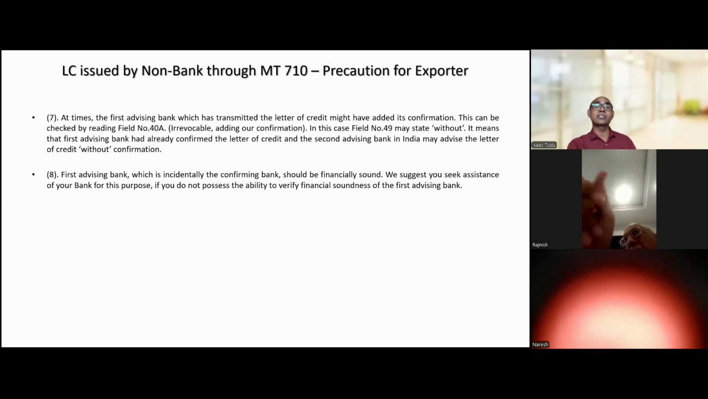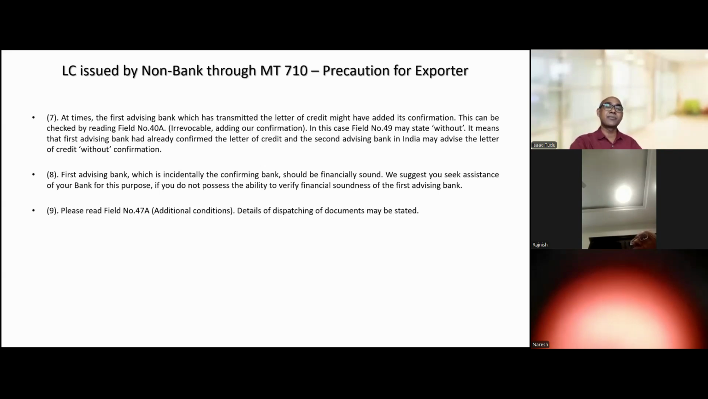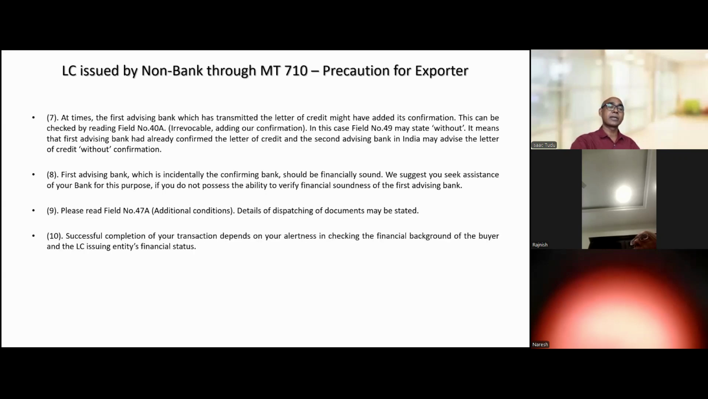The first advising bank, which is incidentally the confirming bank, should be financially sound. We suggest you seek the assistance of your bank for this purpose if you do not possess the ability to verify the financial soundness of the first advising bank. Please read field number 47A, that is additional conditions. Details of dispatching of documents may be stated there. Okay. Successful completion of your transaction depends on your alertness in checking the financial background of the buyer and the LC issuing entity's financial status.